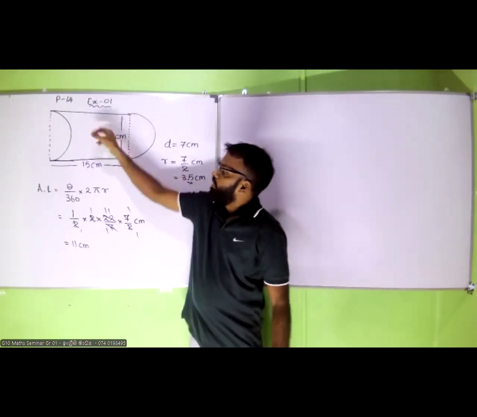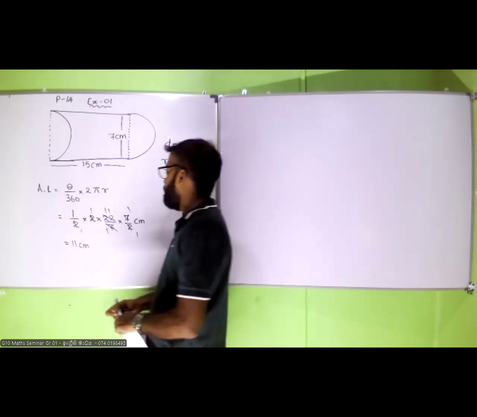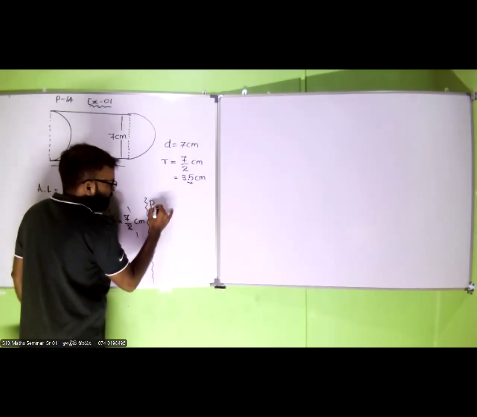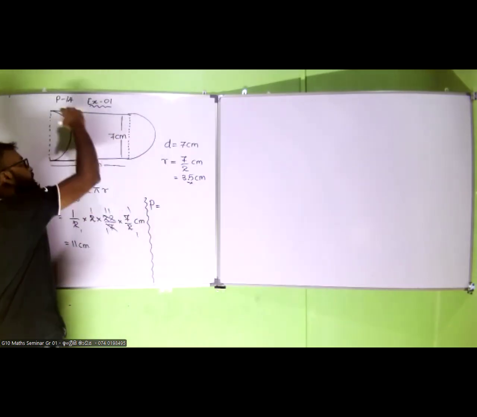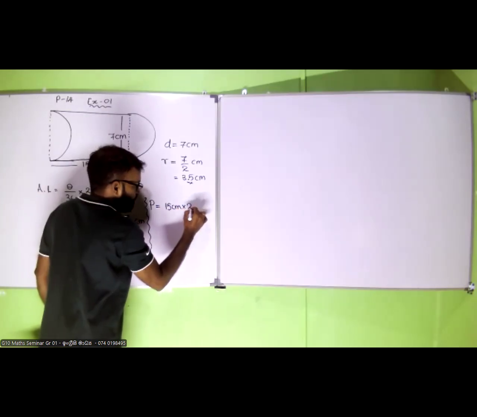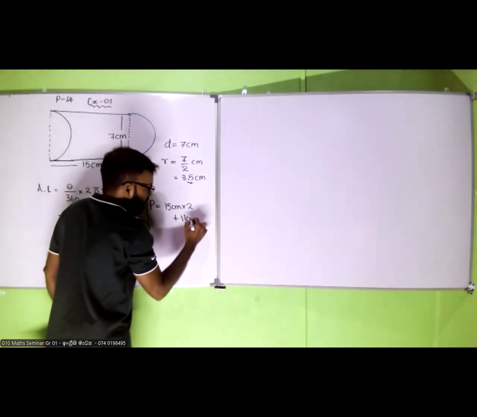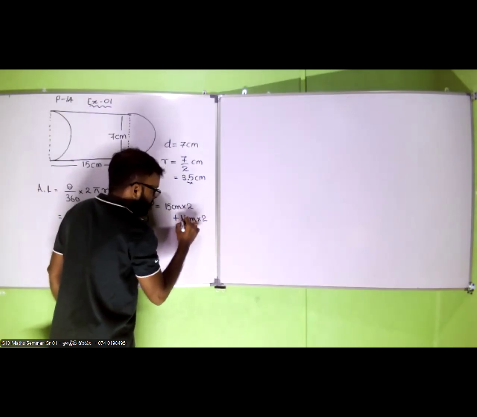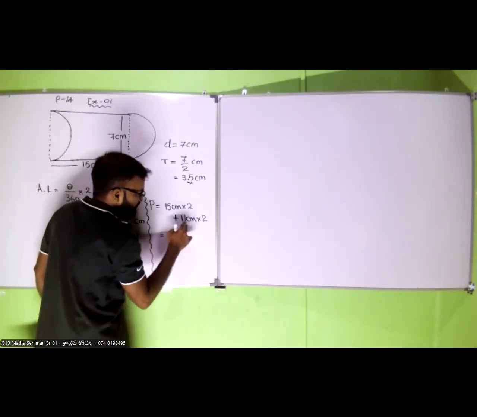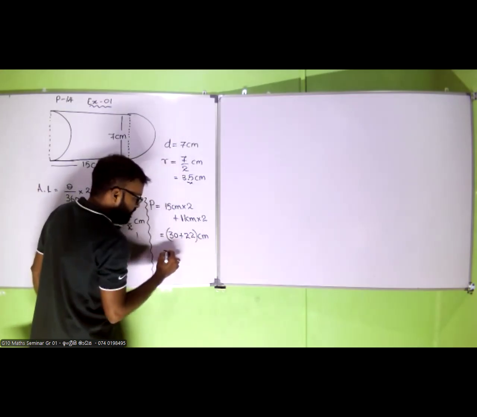So 15 times 2 plus 11 times 2 gives the total perimeter of this figure. Perimeter equals 15 centimeters into 2 plus 11 centimeters into 2. 2 times 15 is 30, plus 11 times 2, 22. The perimeter is 52 centimeters.